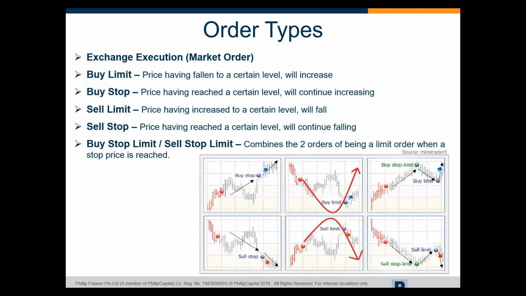So usually you will be filled in a range. You can see from the arrows that the price goes up, comes down, it will make a limit order for you, then the price will continue to go up. Similarly for the sell stop limit, it's the same thing. It actually combines the buy stop and buy limit orders together.